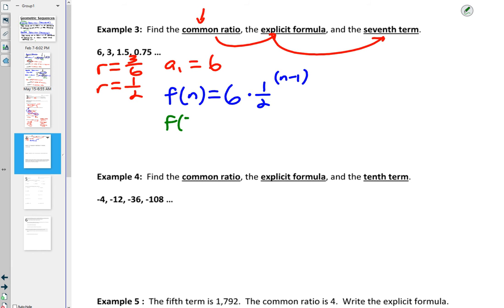So the seventh number is equal to 6 times 1/2 to the power of 7 minus 1, which is the same thing as saying 6 times 1/2 to the power of 6.